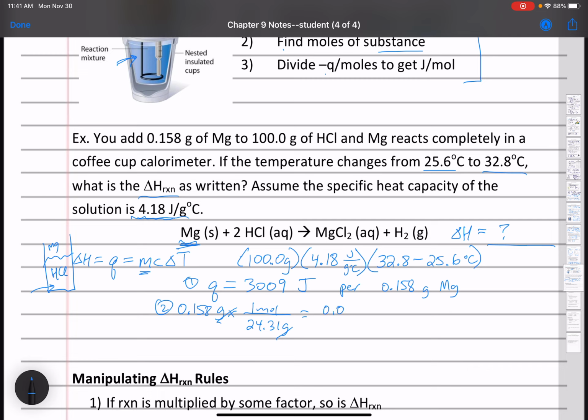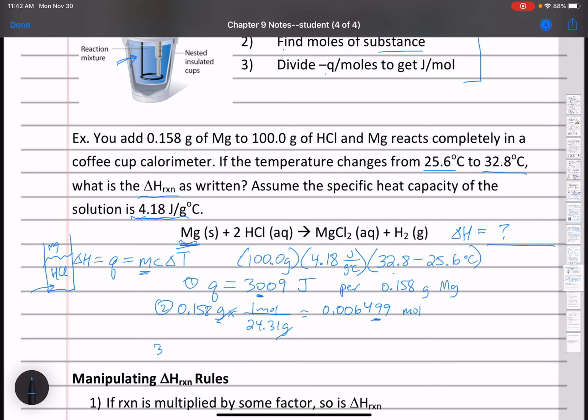So we get 0.006499 moles. This number, by the way, was significant to 2 sig figs, because the difference, 32.8 minus 25.6, is a 2-digit number. So it ends up only having 2 sig figs. And this number is 3 sig figs, so it's significant here.